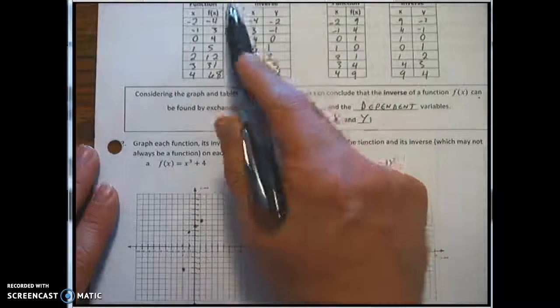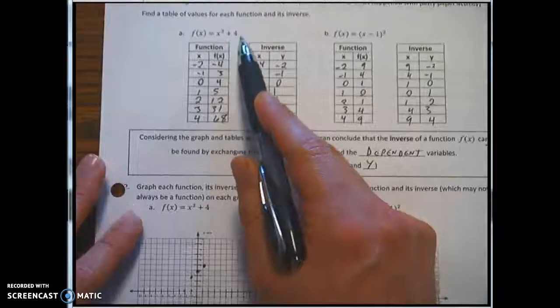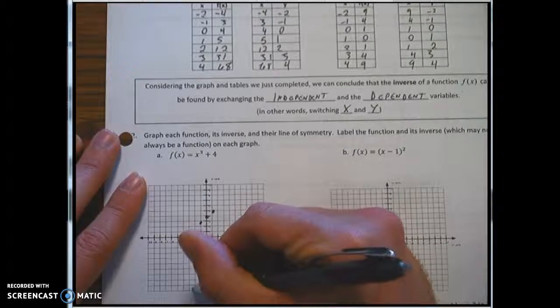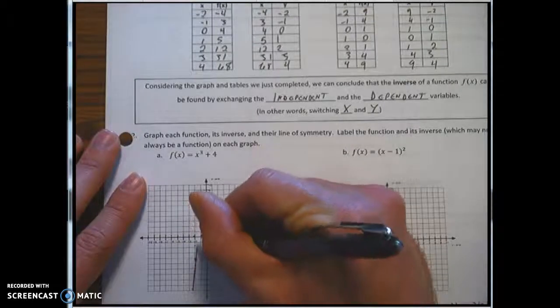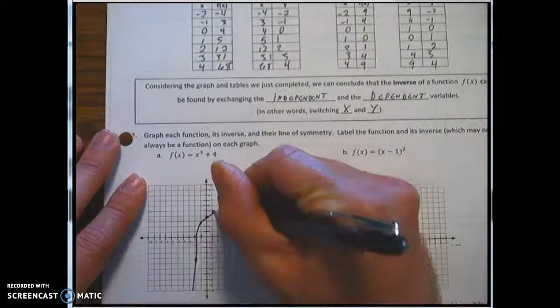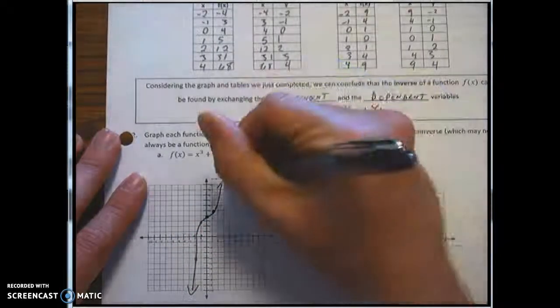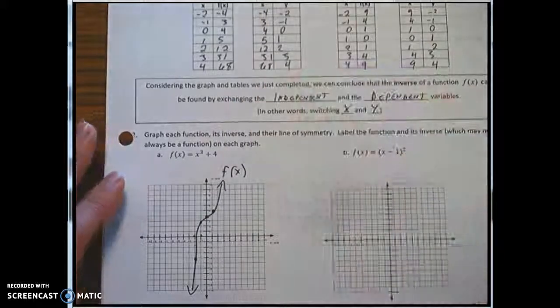Now, I know this is a cubic function because it's y equals x cubed plus 4, and I know that a cubic function has that wiggle characteristic to it, so I'm going to try and graph that little wiggle thing that's going on there. That's what the cubic looks like. I'm going to label that as f of x, the original function.